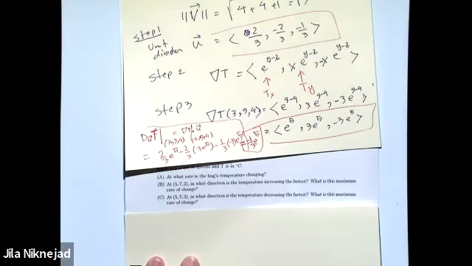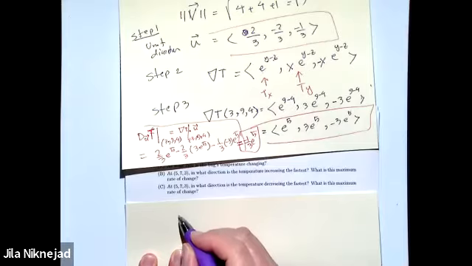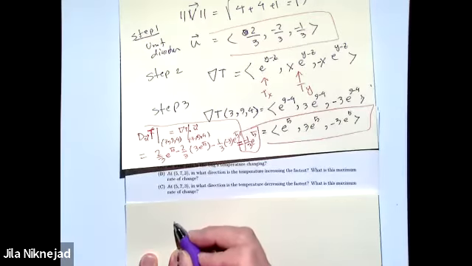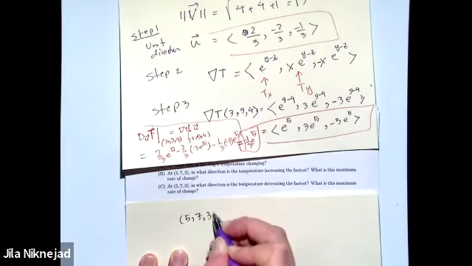Okay, so I'll start here. I want to figure out what direction the temperature is increasing the fastest. The point is 5, 7, and 3.